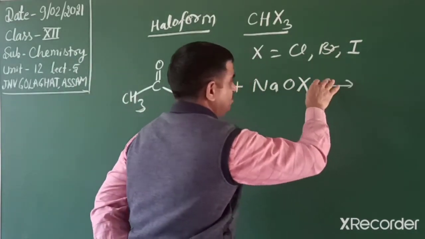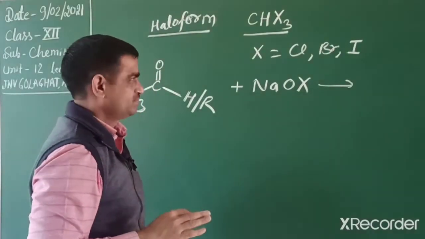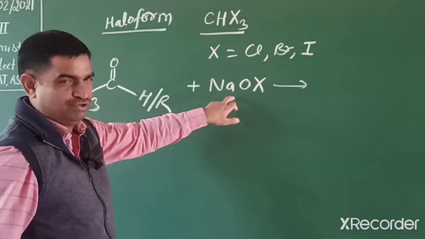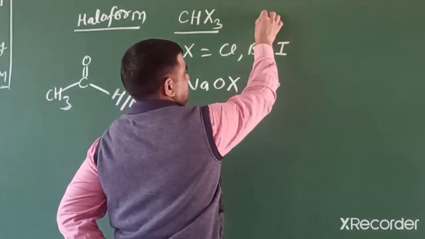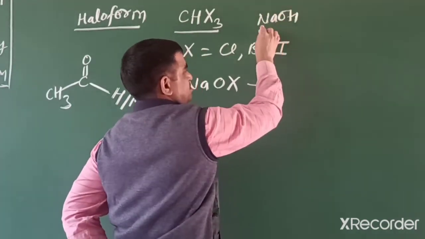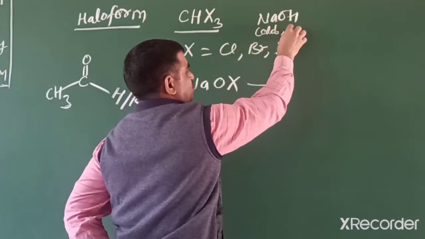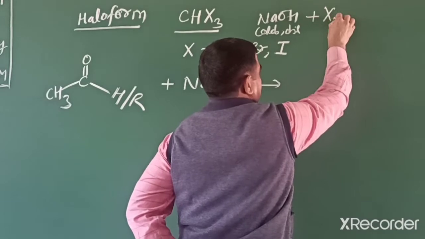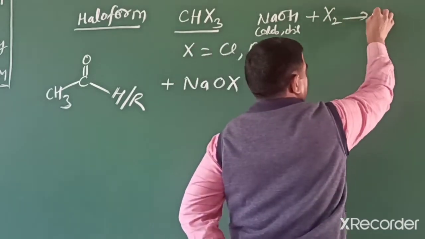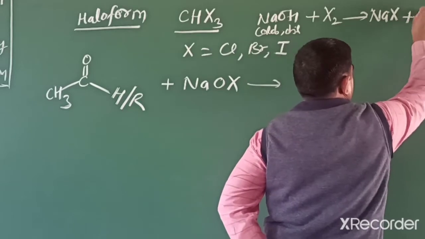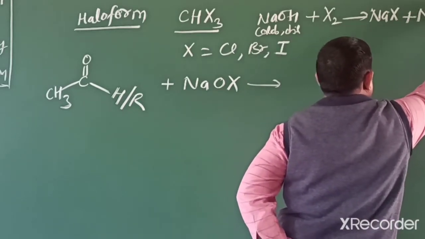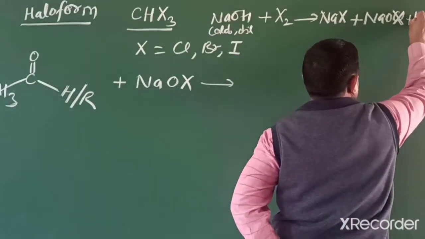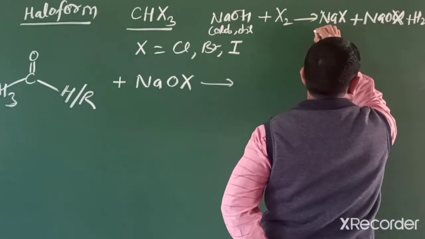This reagent we prepare when sodium hydroxide reacts with halogen. This sodium hypohalite we can prepare from cold and dilute sodium hydroxide, which when reacting with halogen converts into sodium halide and sodium hypohalite plus water. This reaction is known as disproportionation.